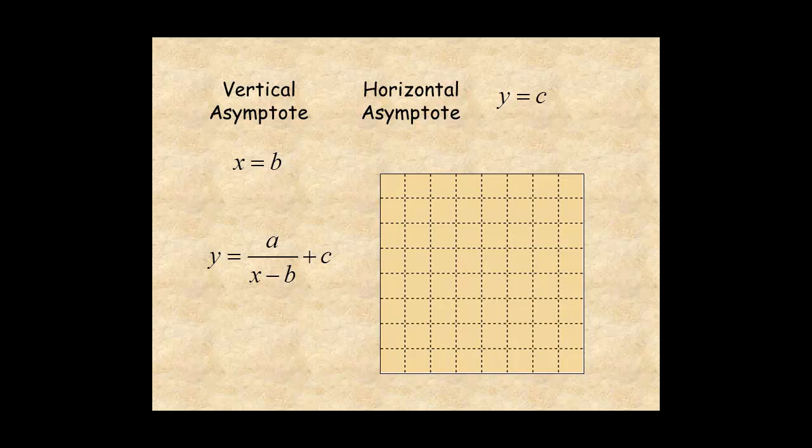So going back to the beginning, to graph a rational function, first graph the vertical asymptote x equals b, and then the horizontal asymptote y equals c. Then calculate at least one point on the right side of the VA. If the point is above the HA, the right-hand branch of the graph must look like this. If the point is below the HA, the right-hand branch of the function looks like this.